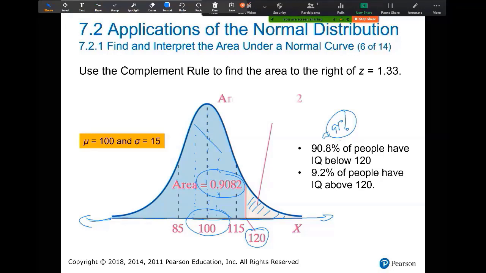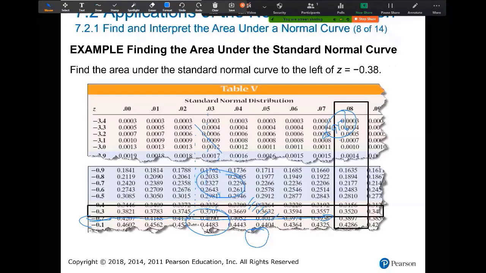Okay, then let's do another example. In this example, we want to find the area under the standard normal curve to the left of negative 0.38. Then this value is located 0.38 standard deviations to the left of the mean. Then for any normal distribution, the area to the left of a value located 0.38 to the left of the mean is given by this percentage. This area is the probability to the left.